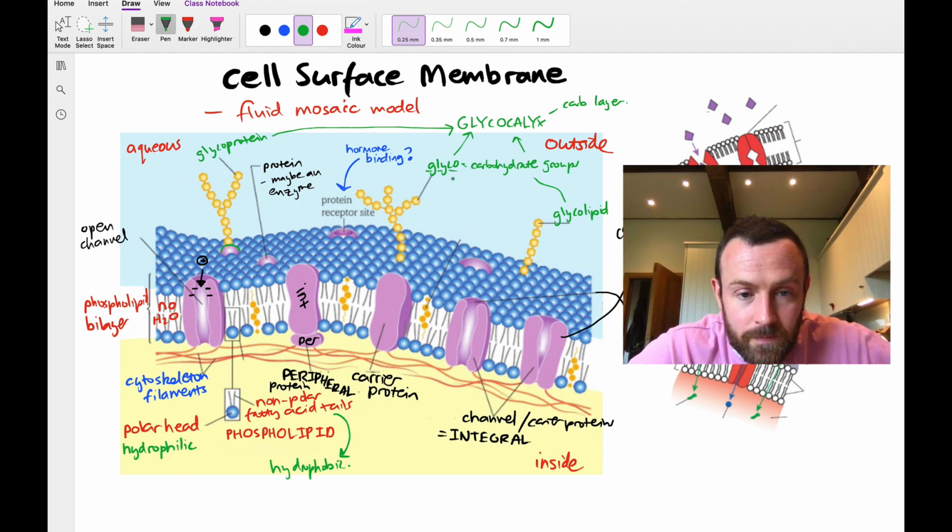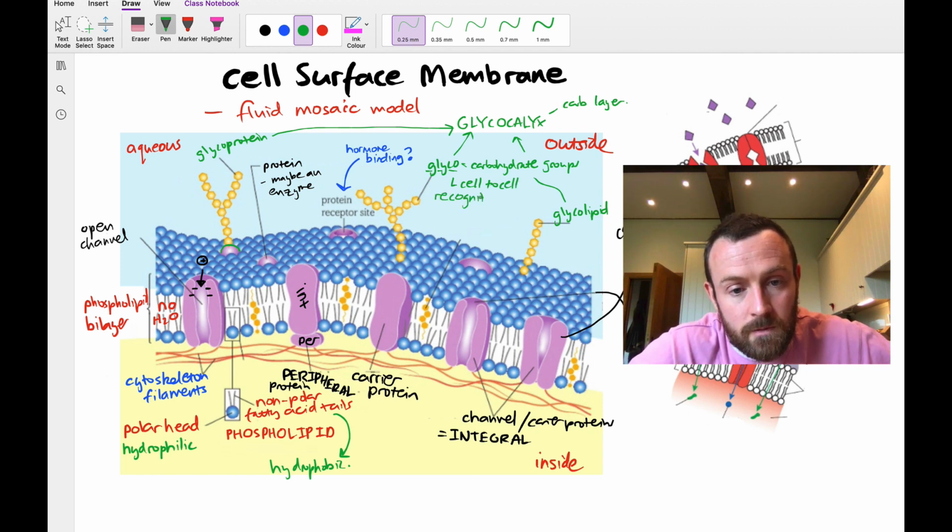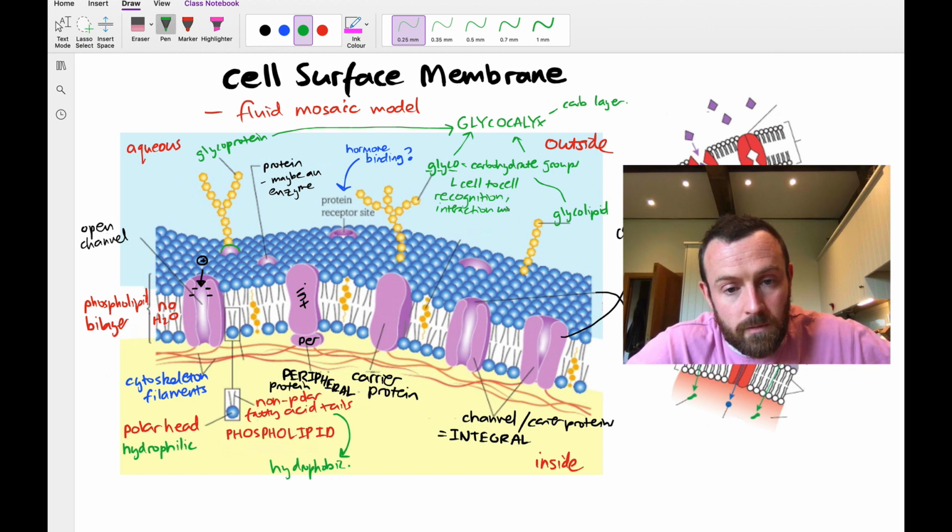So cell-to-cell recognition, interaction with environment, etc.